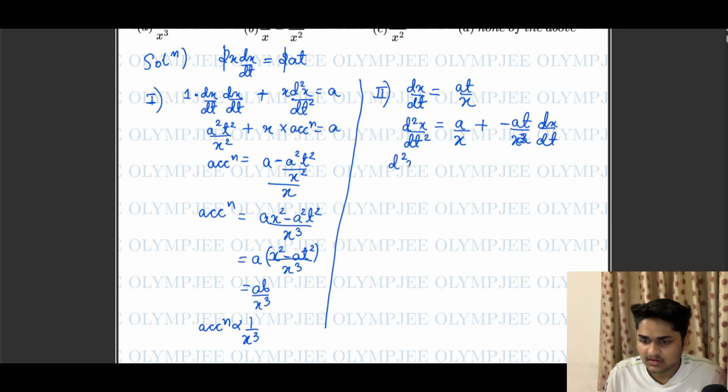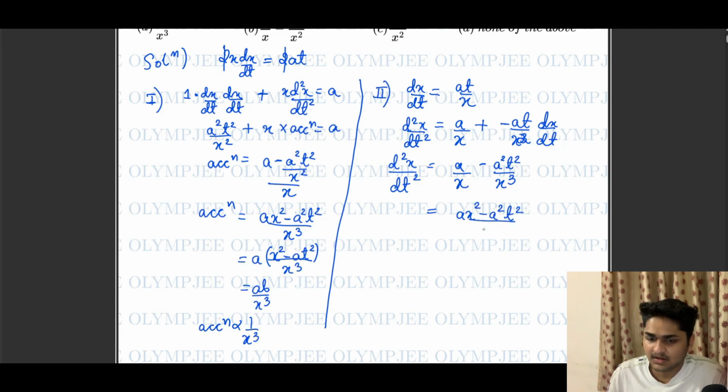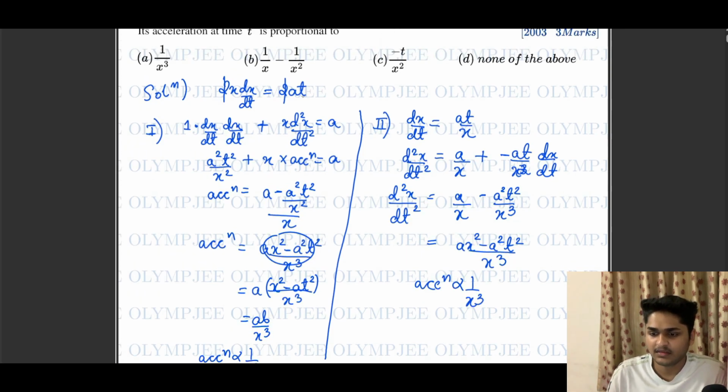And now substituting the value of dx by dt, we will have a by x minus a square t square by x cube, and taking the LCM this will become a x square minus a square t square by x cube. This is same as this equation. This will also give that acceleration is proportional to 1 by x cube. The answer will be the corresponding option.